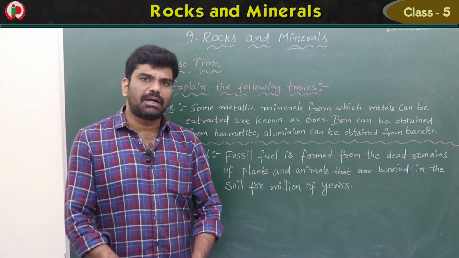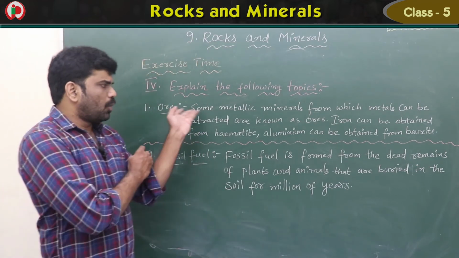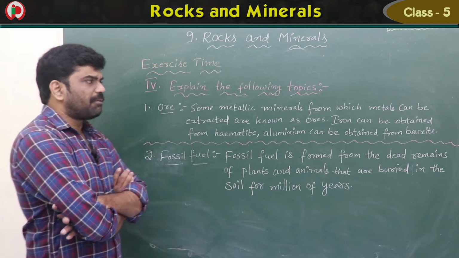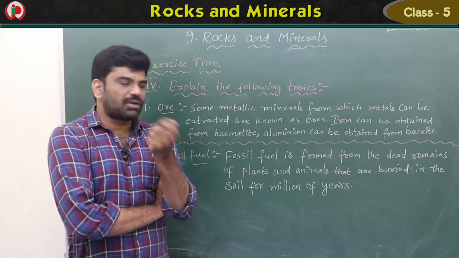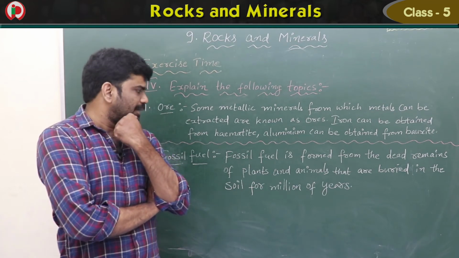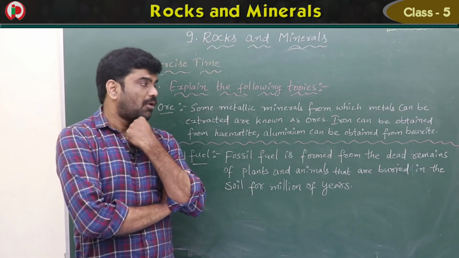Examples are coal and petroleum. So once again I repeat here, some metallic minerals from which metals can be extracted are known as ores. Extraction means taken out. Iron can be obtained from hematite. Aluminium can be obtained from bauxite.